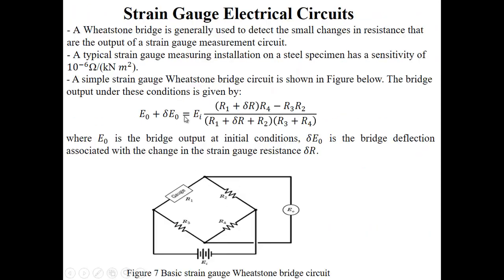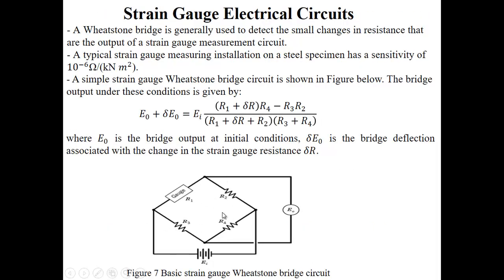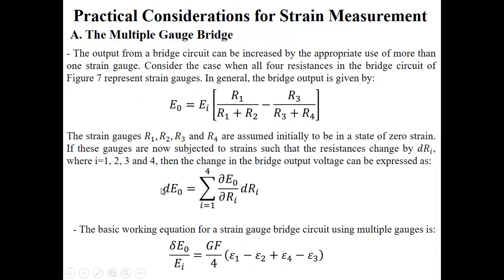So when you refer to the figure 7 here, if you have four resistances in one circuit, the bridge output is given by this one: E0 equals Ei times R1 over R1 plus R2 minus R3 over R3 plus R4. R1, R2 are represented by the resistances mentioned here. The strain gauges R1, R2, R3, R4 are assumed initially to be in a state of zero strain.